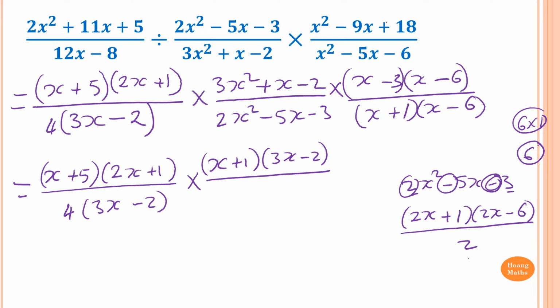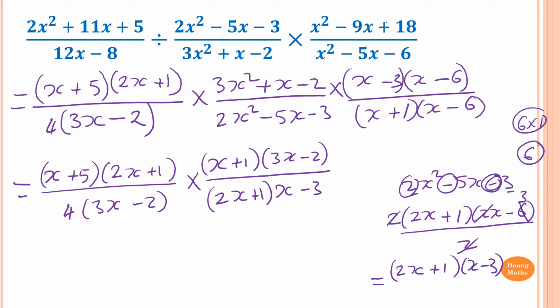The common factor for 6 and 2 is 2. I just put 2 in the front here. So that gives me 3. So these 2 cancel out. So the answer is 2x plus 1 and then x minus 3. That's the answer. So I just write down now, which is 2x plus 1 and then x minus 3.